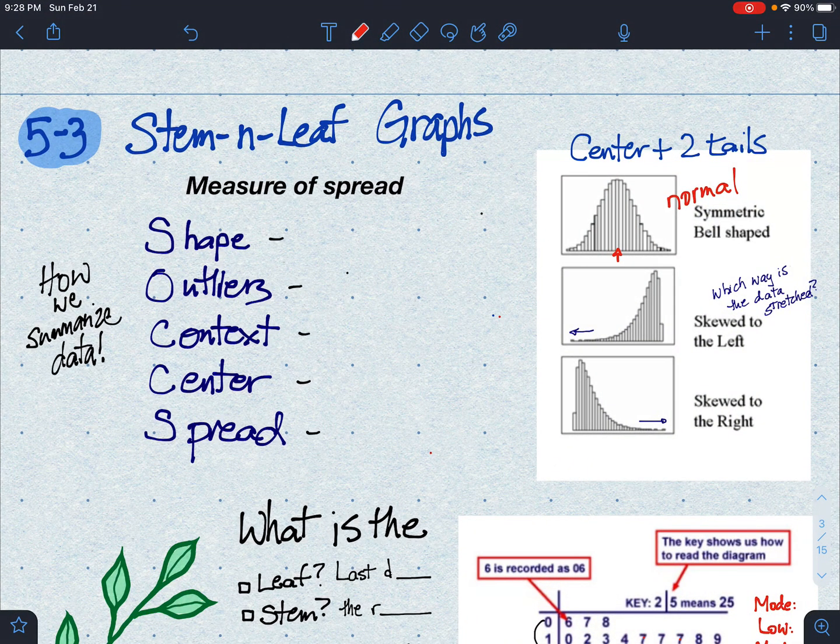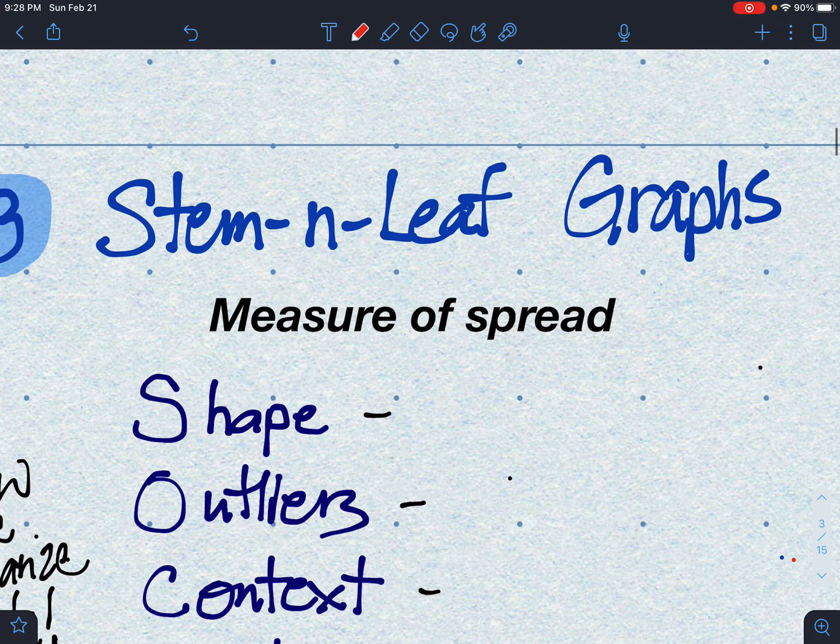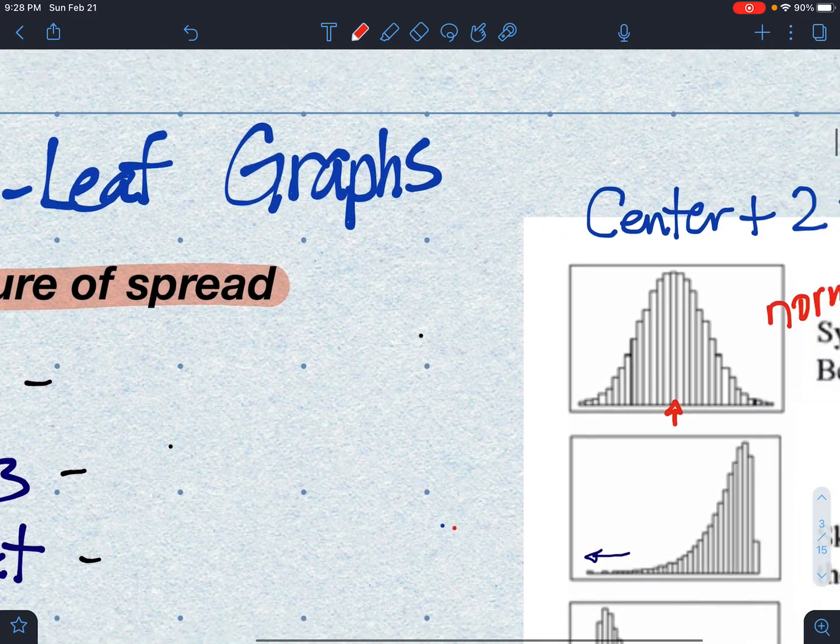All right, here we go. This is lesson 5.3, stem and leaf graphs. First thing we need to know is that a stem and leaf graph is a measure of spread. That is, it shows us the shape of the graph.